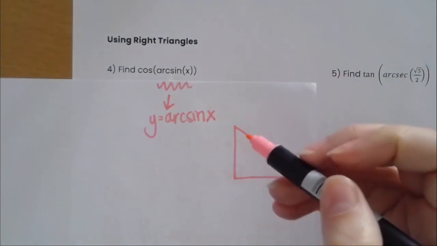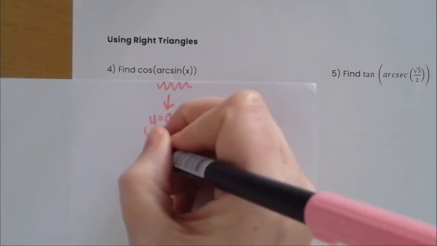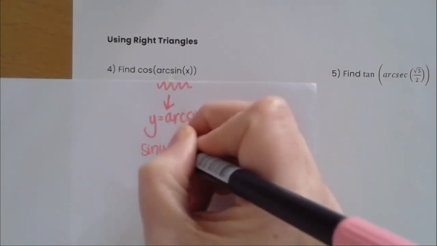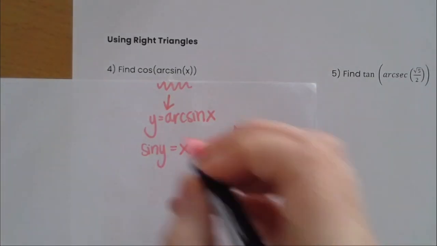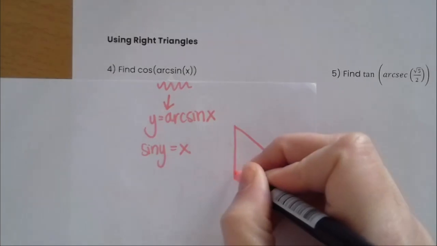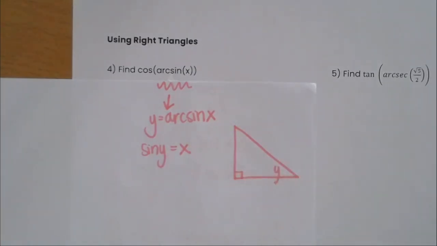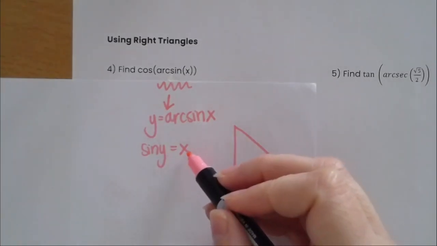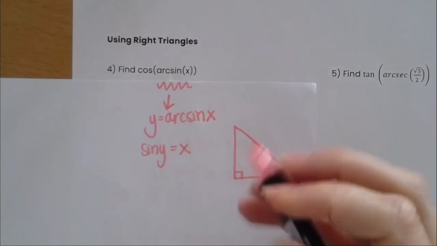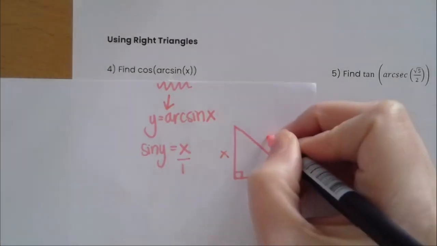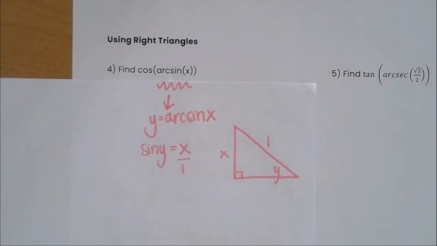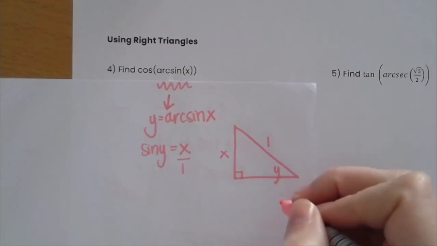We know that arc sine of x is the same thing as saying sine of y is equal to x. We just did that process a little bit ago. So y is my angle right here. Here's my right angle. And I know that sine is opposite over hypotenuse, so this is x over 1. So opposite would be here, hypotenuse would be here. And then I can use the Pythagorean theorem to find my third side right here.